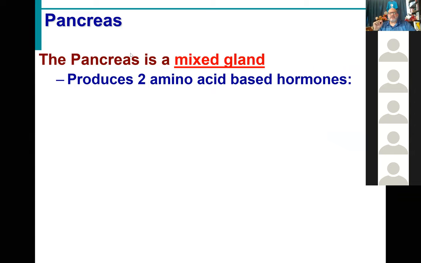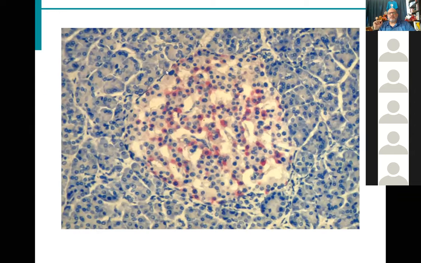Now, I'm gonna cheat because I think I have it here. Hold on, here we go, perfect. Here we see an up close view of a pancreatic islet. And this islet has been used with multiple very expensive, very fancy stains. So we can clearly see there are four main types of cells found in the pancreatic islets: alpha cells, beta cells, delta cells, and gamma cells.